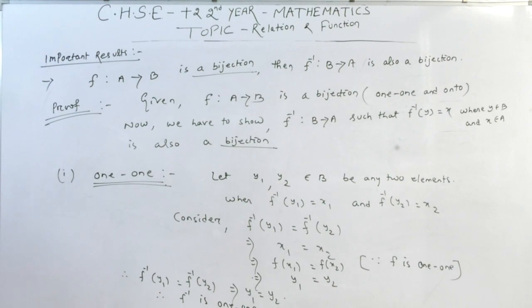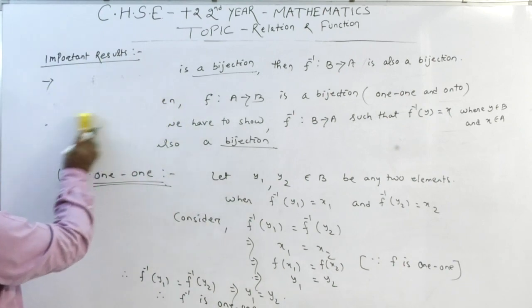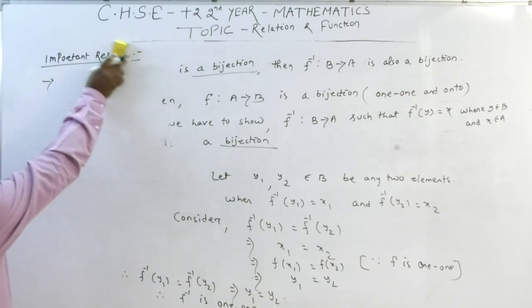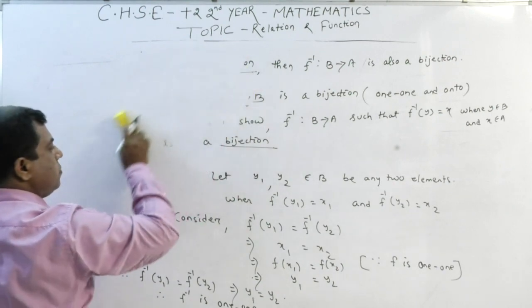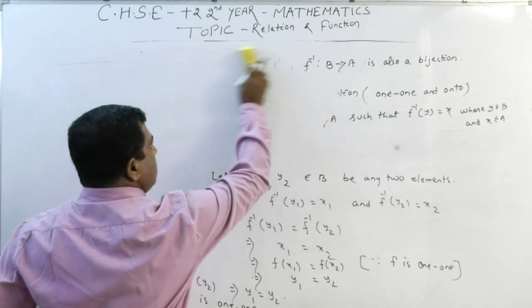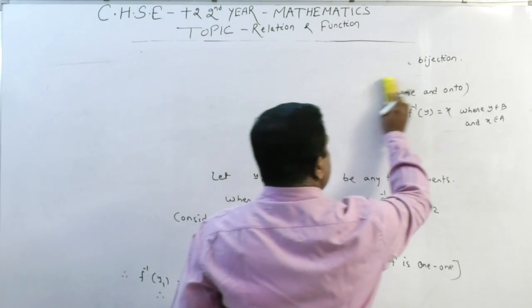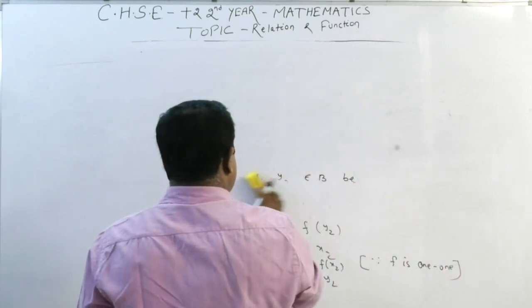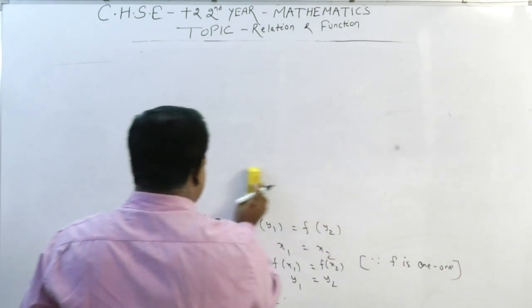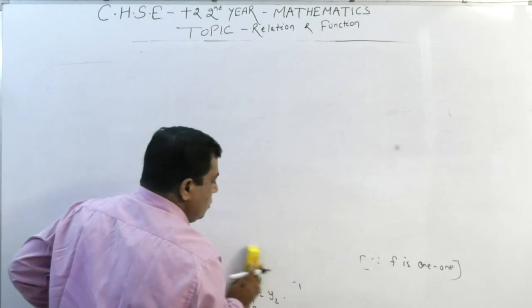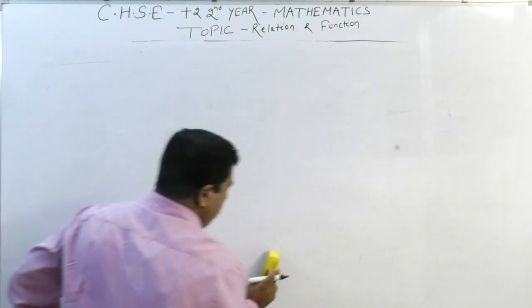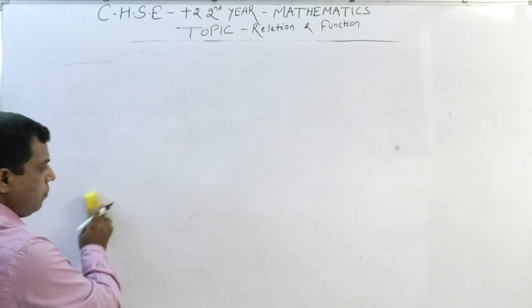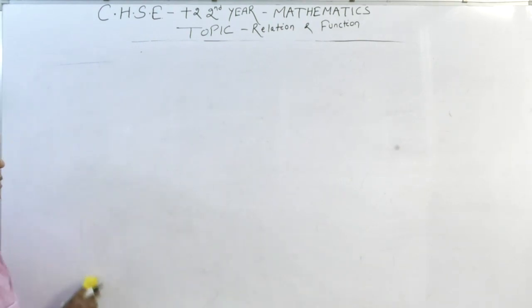Now we can move on to the onto condition. Okay, I am cleaning this one. We will go for the onto condition. Please make a note of those things. Those are very important results, or you can say very important properties also. So please make a note of those things. Now we are going forward.